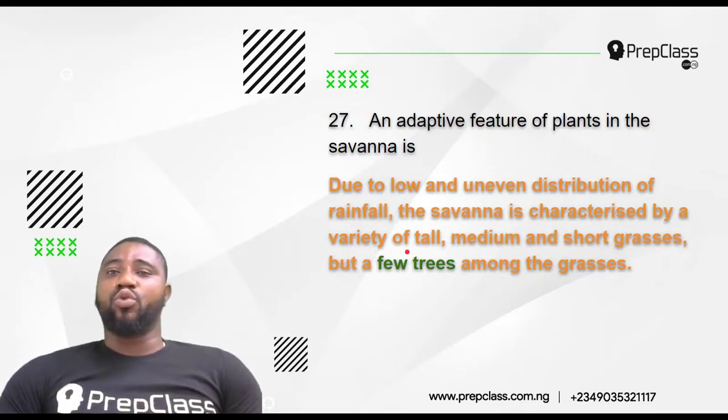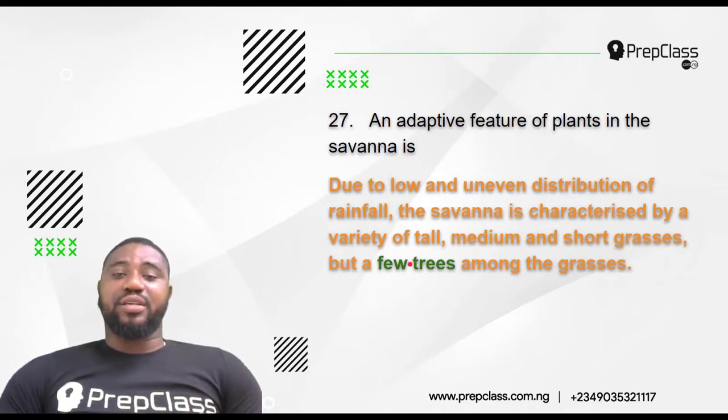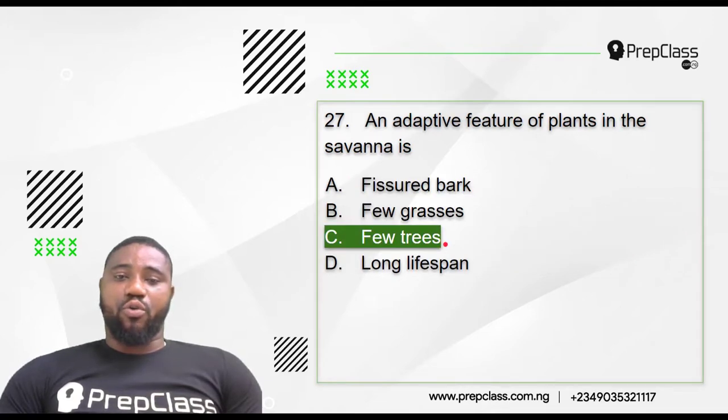If that place is prone to consistent rainfall, it's going to be a rainforest. Forest is an area that is characterized more of trees, so it's going to have a large number of trees. But in the savannah, they would not experience much rainfall there, so trees will be sparse. They're going to have few trees and more of grasses, very tall grasses, sedges and all that. So the correct answer there is few trees. For question number 27, the best answer is C, few trees.